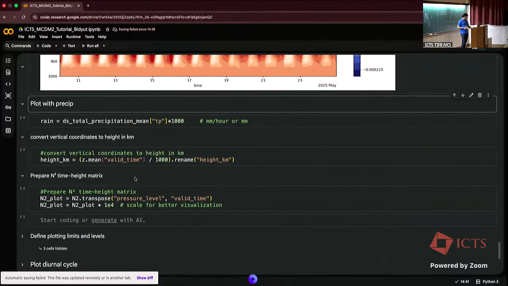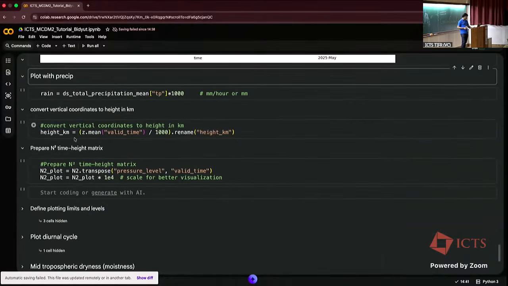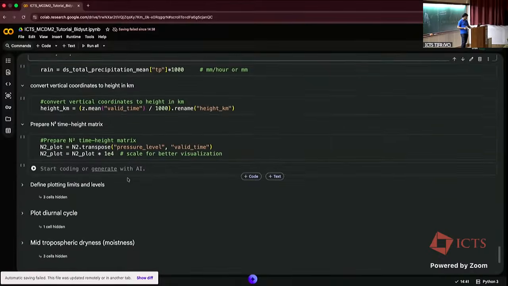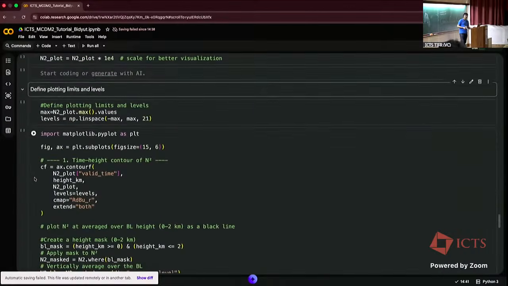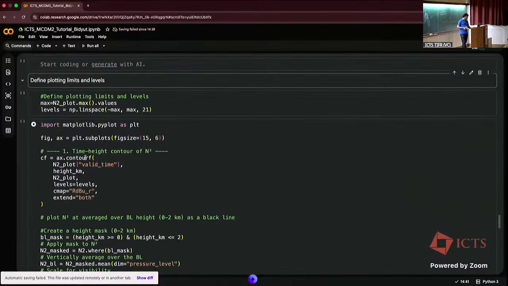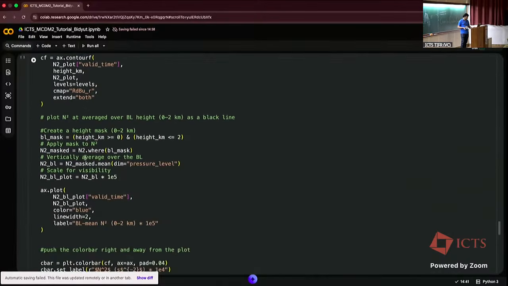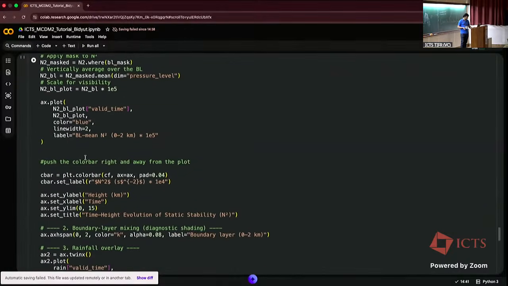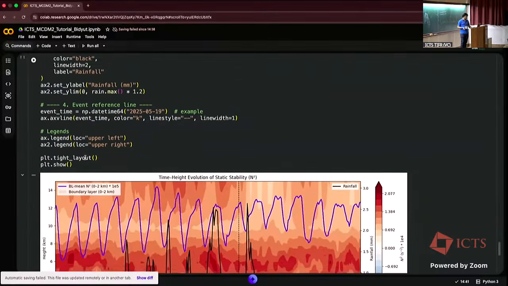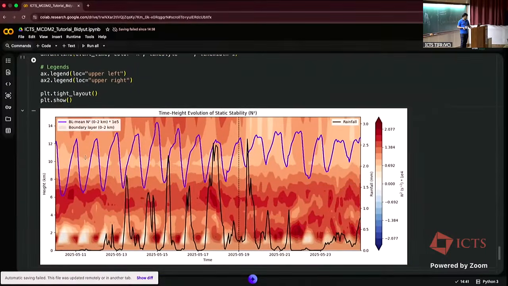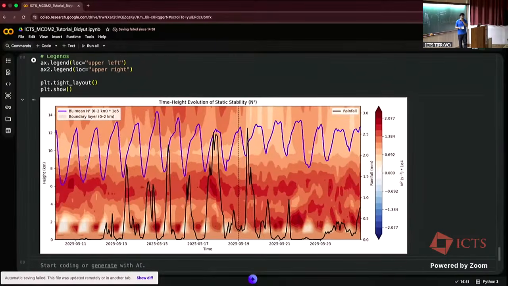And I think I had computed, and I defined some plotting limits. Because my n square had some excess height and time, I just did a transpose. You can always go through this code. I don't want to, I think we all know Python. So yeah, this is the plot that I wanted to show.